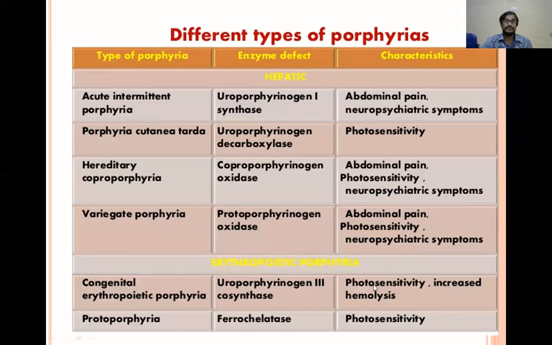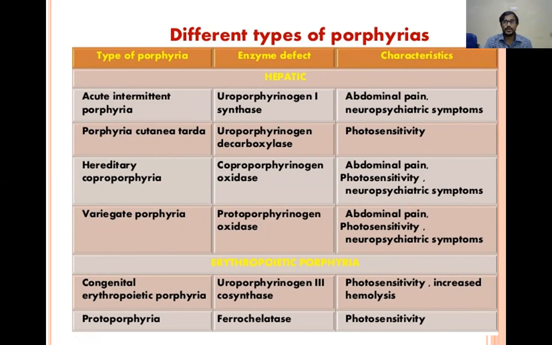Here you can see the classification. We have to mention hepatic porphyrias and erythropoietic porphyrias, and these are the hepatic types of porphyrias, and these are the erythropoietic types of porphyrias. In the middle column, these are the enzyme defects due to which porphyrins accumulate. And these are the characteristics of the symptoms.